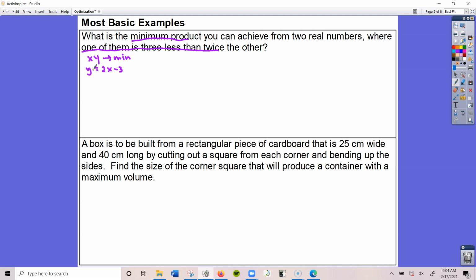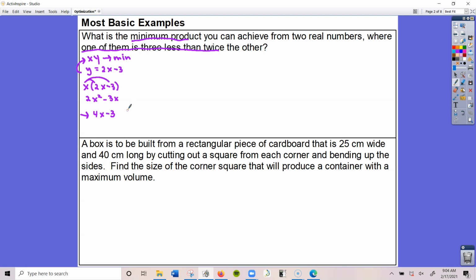So since I have this as y, what I do is I plug it in here. So x times y, which is 2x minus 3. Distribute, we get 2x squared minus 3x. This is what I want to minimize. So now what I'm going to do is I'm going to find the derivative, which is 4x minus 3.